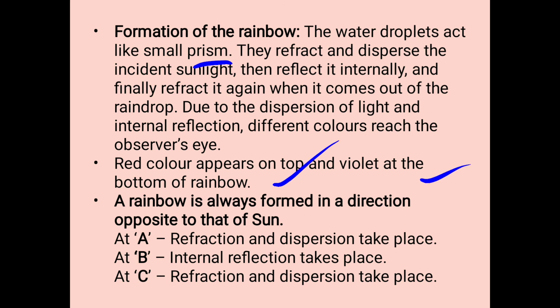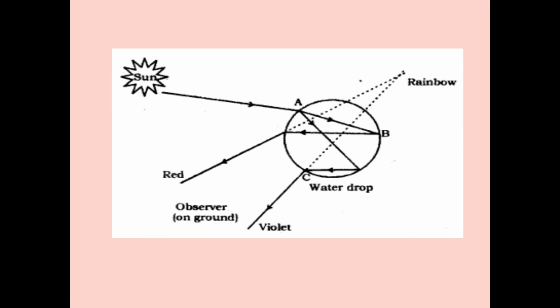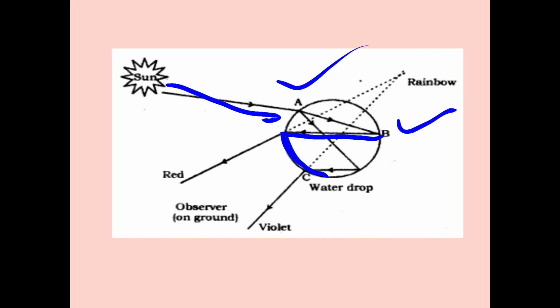Now we can see the rainbow is always formed in the direction opposite to that of the sun. How this happens, we can see with the help of this diagram. Here this is our sunlight, the white light incident on a single droplet. It gets refracted inside this and dispersed into the 7 colors. This is the red light getting internally reflected and coming out from the other face of this particular droplet, and this is the other color, violet, at the bottom.